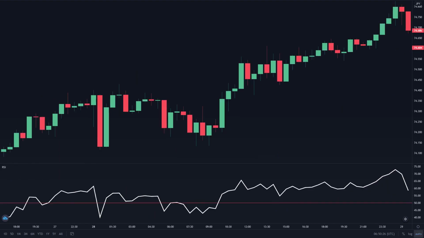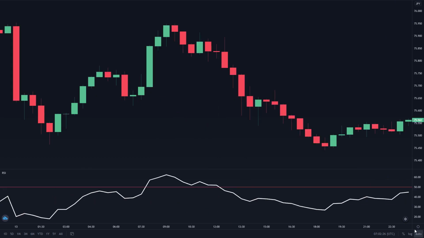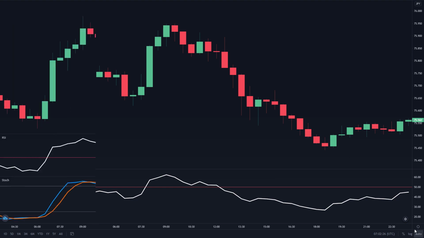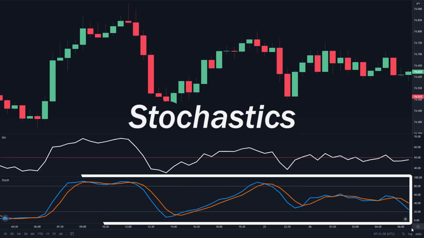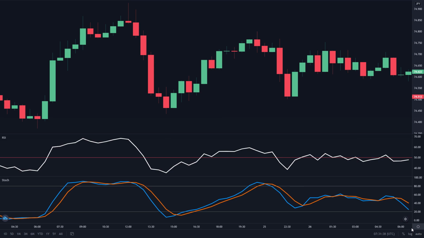How this works is that if the RSI crosses above the 50-point line, it means that it's a bullish signal. And if the RSI crosses below the 50-point line, it means that it's a bearish signal. But again, we would also need a second confirmation indicator to further support our analysis. In this case, I'm combining it with the stochastics indicator. So let's jump into the examples.